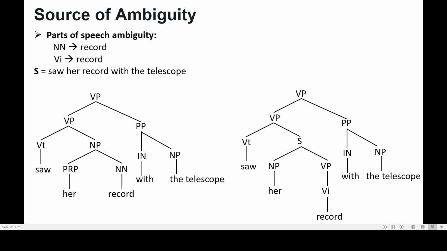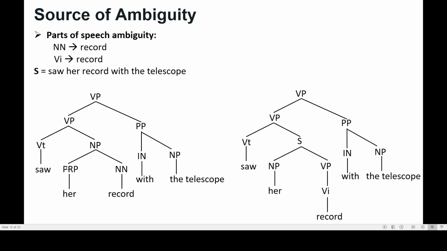So there are many kinds of ambiguity, like part of speech ambiguity. Let's see here a word, record. So this word can be a noun, and this word can also be a verb. Here VI means intransitive verb. So let's say we have a sentence, saw her record in the telescope. In the left hand side derivation of the parse tree, the record is behaving as a noun, and in the right hand side derivation, the record is behaving as a verb.